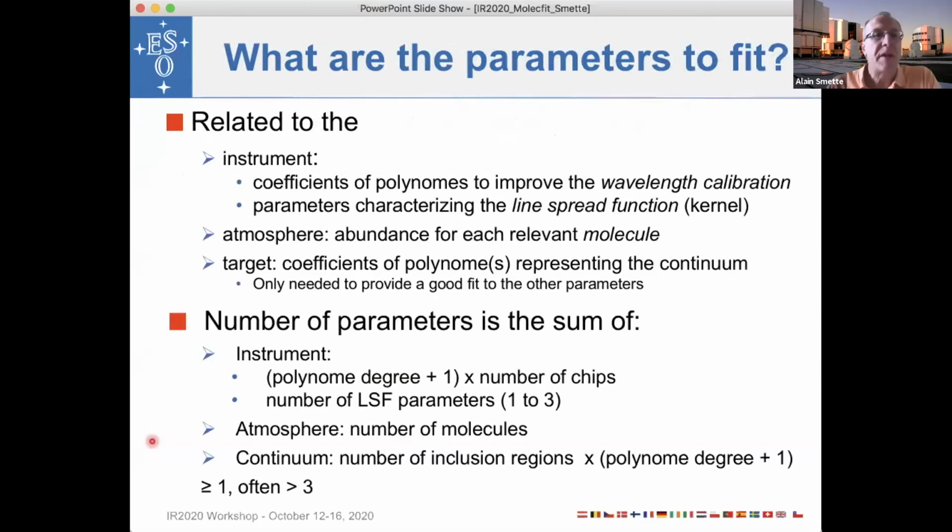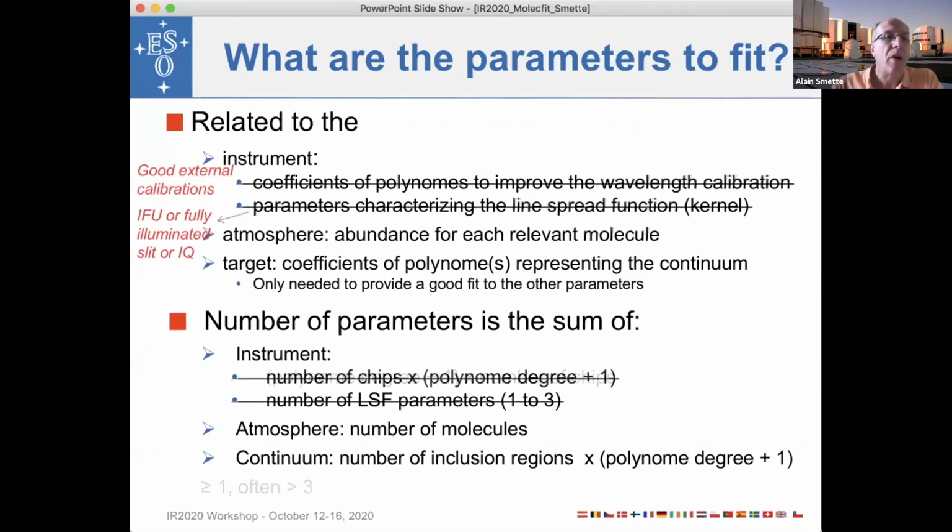So I've shown these slides earlier, right? What are the parameters to fit? Now, the first two sets of parameters are related to the instruments. Now, if we have a good external calibration for the wavelength calibration, so if our spectrum is really well calibrated, we will not have to determine these parameters. If we have an IFU, or if we have a fully illuminated slit, or if we know the image quality, then we probably don't need to characterize the line spread function itself.